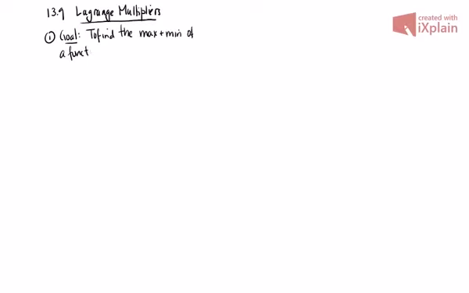13.9. This is on Lagrange multipliers. So the goal of this section, we've been doing some max-min problems. The goal of this particular section is very specific. The goal is to find the maximum and minimum of a function, say f of x, y, with a constraint, and the constraint is an equality.